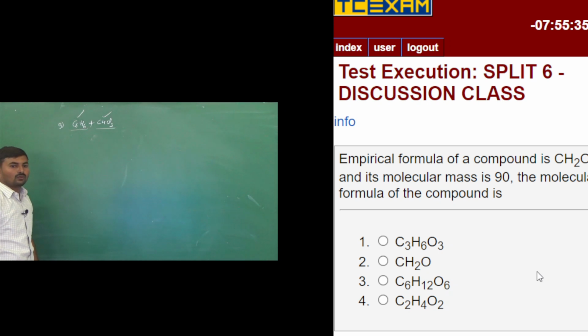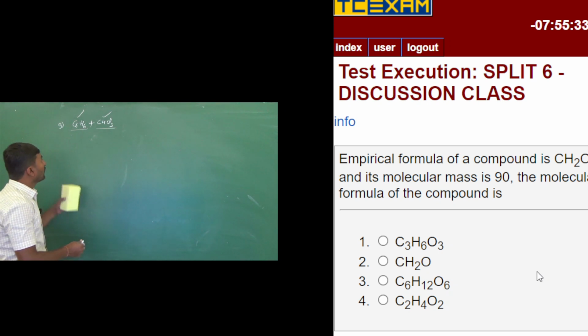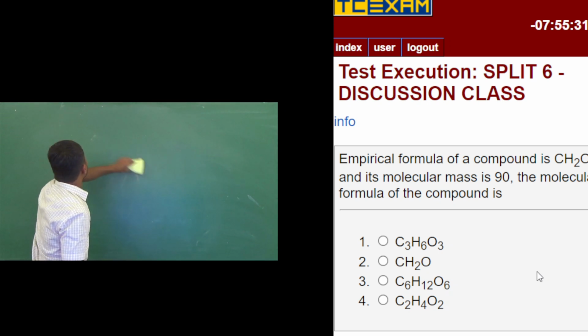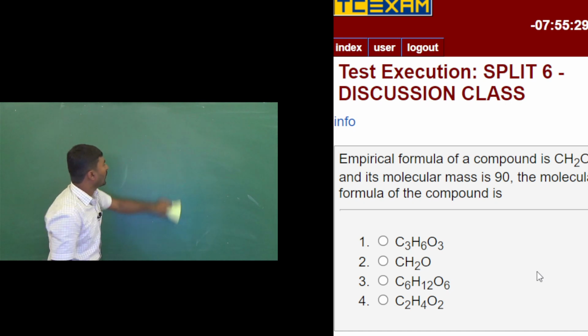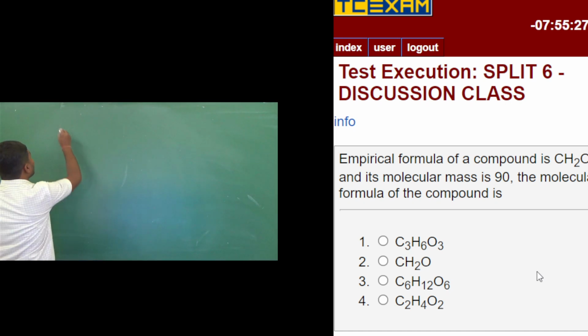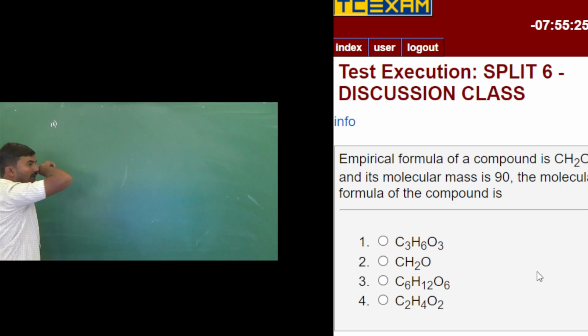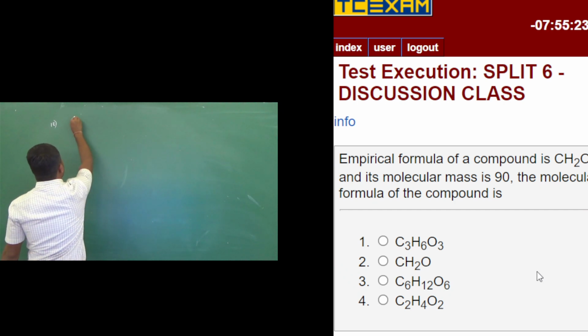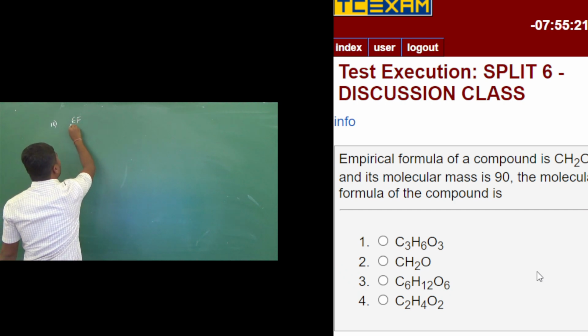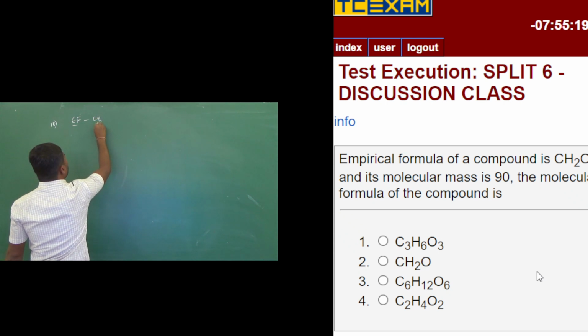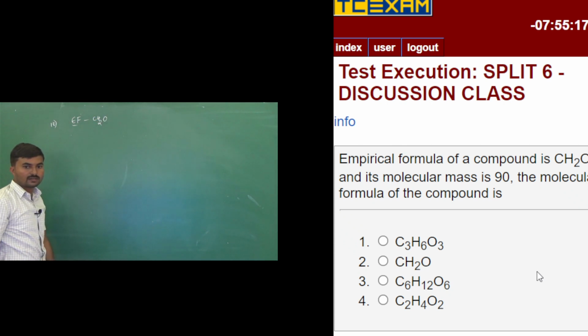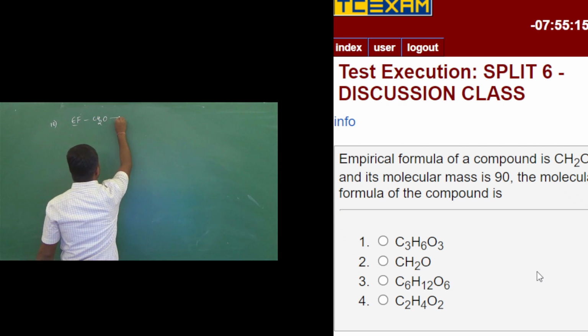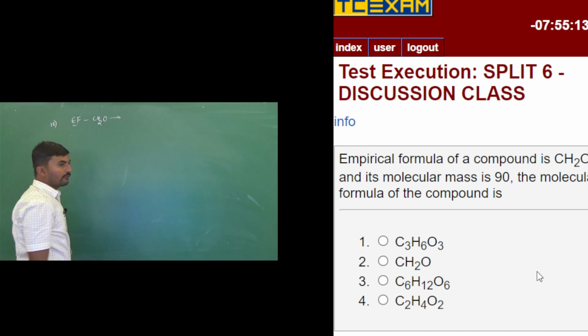So this is regarding the determination of the molecular formula of the compound. Question number 10. They have given the empirical formula of the compound, that is CH2O. For this empirical formula, we have to calculate the empirical mass.